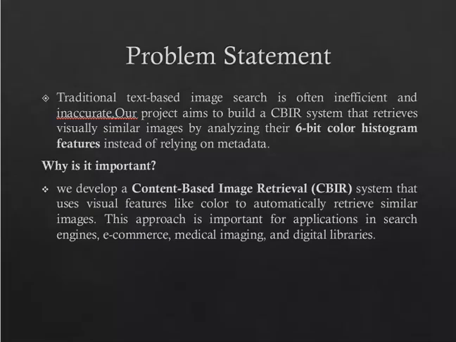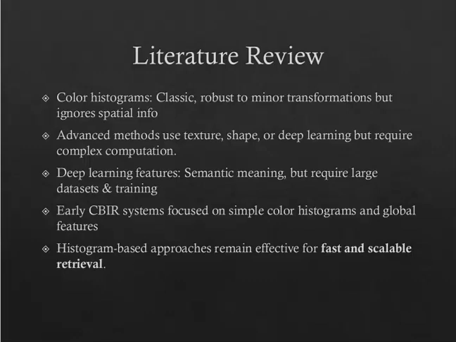And here is the problem statement. With the growth of digital images, text-based search is often inefficient. Content-based image retrieval overcomes this by analyzing visual features like color, texture, and shape. Our project implements a CBIR system using a 6-bit color histogram to efficiently retrieve visually similar images with greater accuracy. This is important because the system uses visual features like color and automatically retrieves similar images, and this is very helpful. And let's go with the literature review.